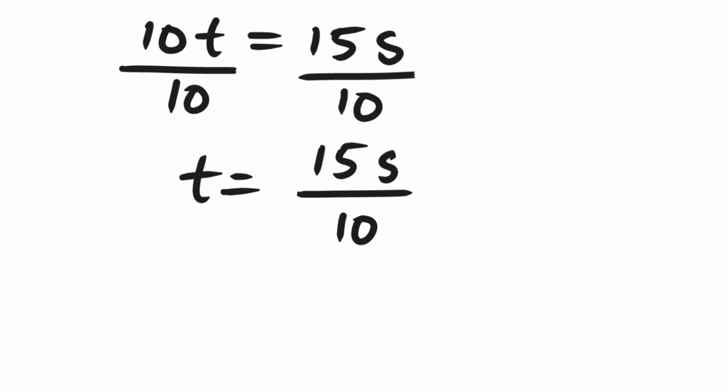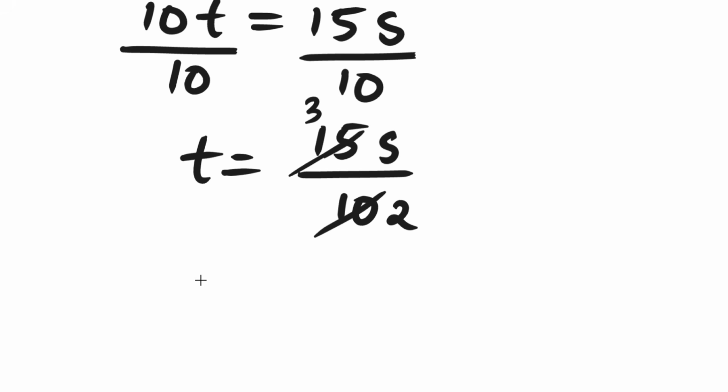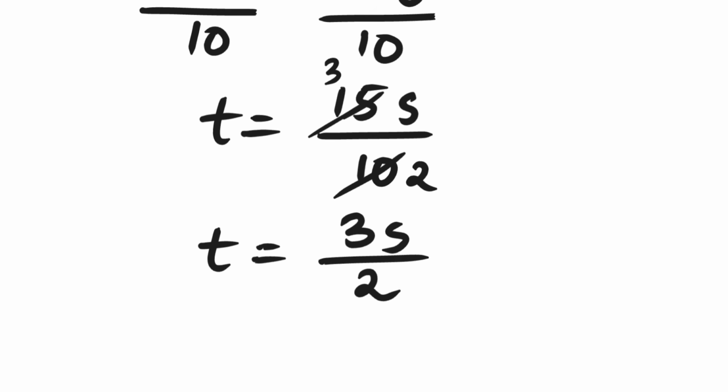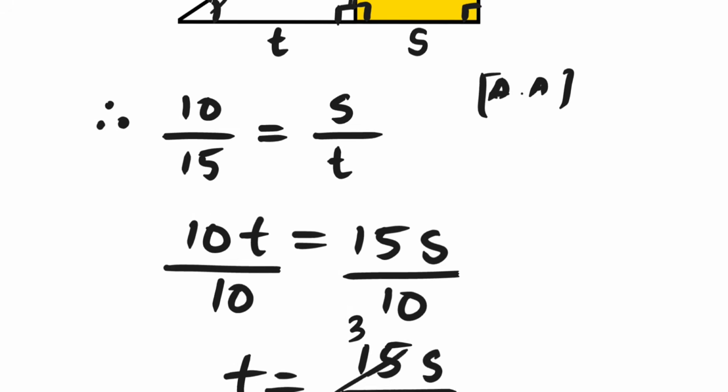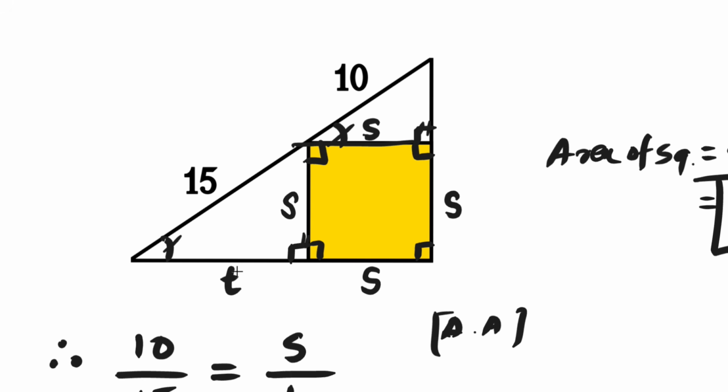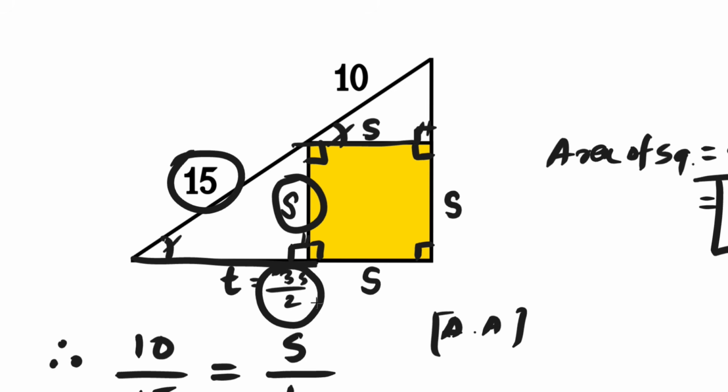Notice that 15 and 10 have a common factor of 5. Dividing both by 5 simplifies the fraction and gives us t equals 3s divided by 2. This is a very useful result because now we have all three sides of the left right triangle expressed in terms of s. The hypotenuse is 15, one leg is s, and the other leg is 3s divided by 2.